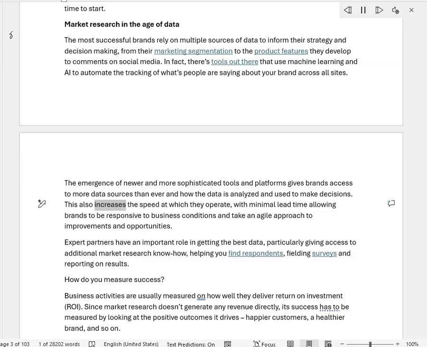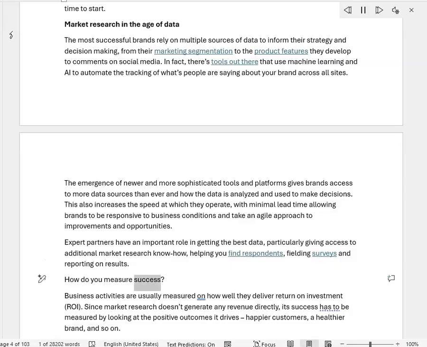This also increases the speed at which they operate, with minimal lead time allowing brands to be responsive to business conditions and take an agile approach to improvements and opportunities. Expert partners have an important role in getting the best data, particularly giving access to additional market research know-how, helping you find respondents, fielding surveys, and reporting on results.